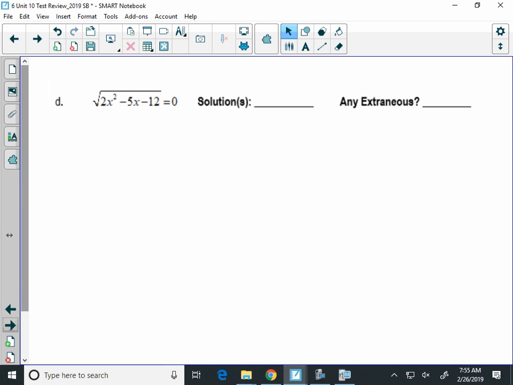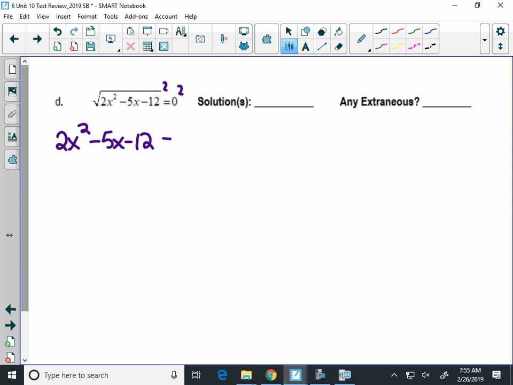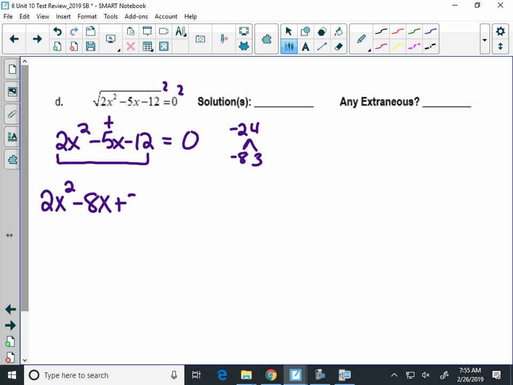All right, I have the square root of 2x squared minus 5x minus 12 equals 0. I'm going to start by squaring both sides just to get rid of my square root. So what I have is 2x squared minus 5x minus 12 equals 0. Now, in order to solve this, I need to factor, and I'm going to factor by split the middle. So I need to find two numbers that multiply to negative 24 and add to negative 5. That's going to be negative 8 and 3.